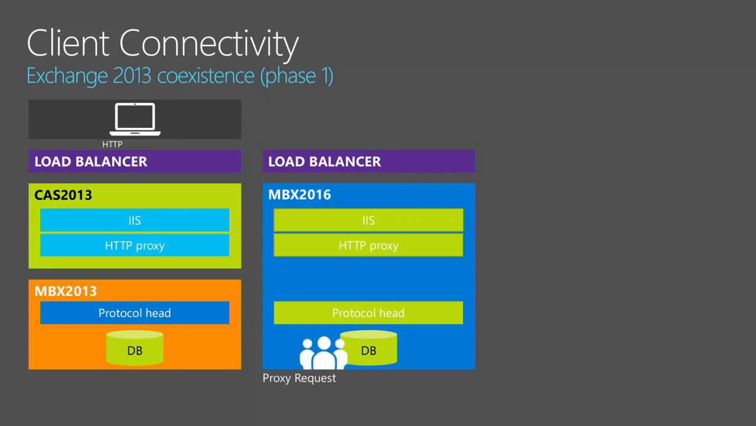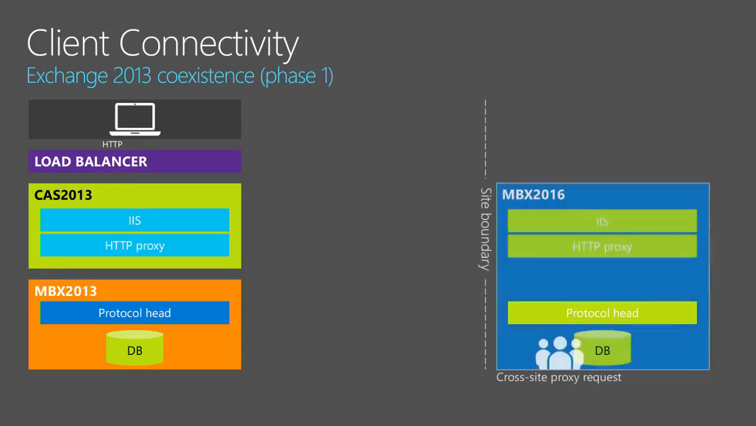So it'll look like this. We'll see that the mailbox has been moved to 2016, but the request is still going through the load balancer, which is going through 2013. 2013 is going to proxy that right to the protocol stack on that mailbox server. And that's why we call this phase 1, when you haven't changed the front door. You're still having everything go through 2013, even though you've introduced 2016. And this is new. You couldn't do this in previous versions of Exchange, but you can in 2016.